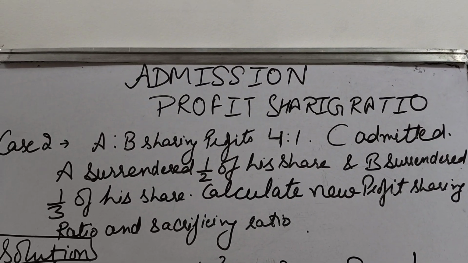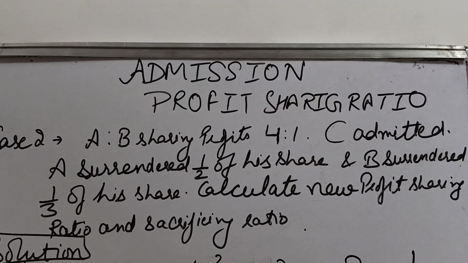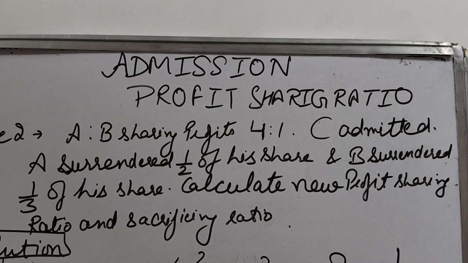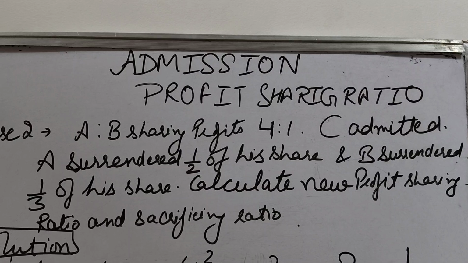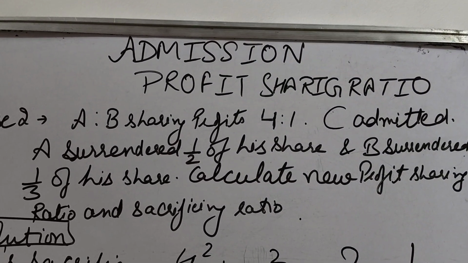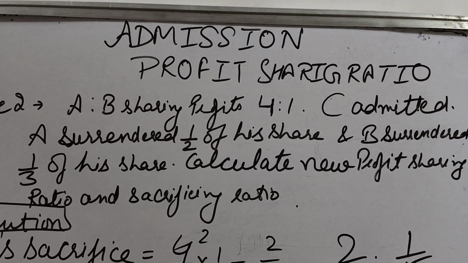We are continuing with the situation of profit sharing ratio at the time of admission, case 2. In this case, we are going to discuss when it is given that the old partner is surrendering a part of his share. So here the focus is on "of his share".